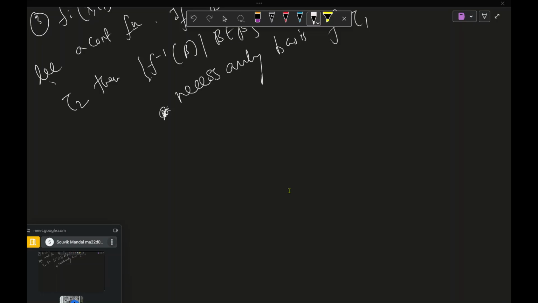But of course, the inverse image of a base element is not necessarily a basis element of the domain, because if such a thing happened, then it would be a theorem, right? It is a very nice thing to have, but such a thing is not possible. So we need to find a counterexample.